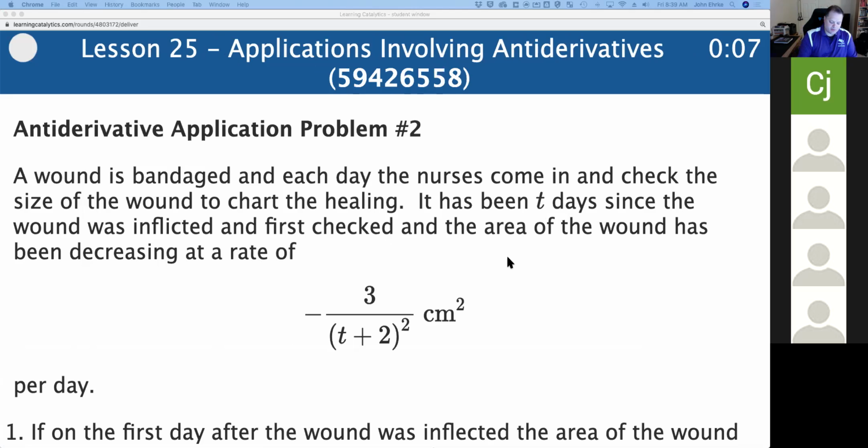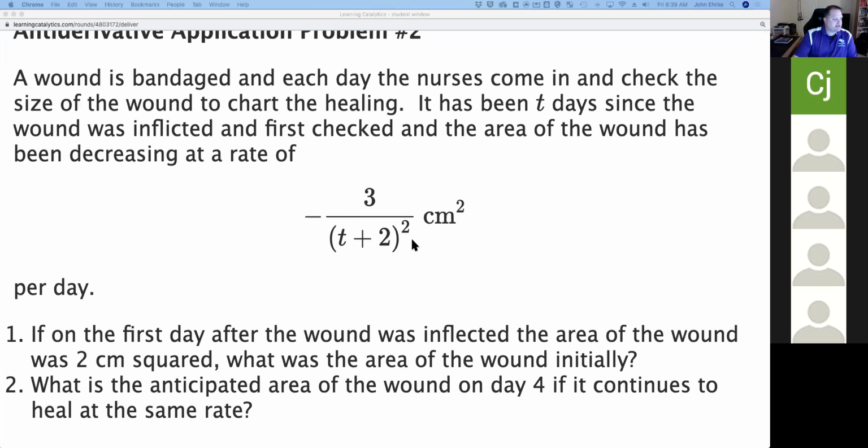So here in this example, suppose you come in and this is something that actually happens, right? Suppose you come in with, say, like a burn wound or something. And so you're in the hospital, they bandage it, and they usually record the size of the wound because they want to track how quickly it's healing. So suppose it's been T days since the wound was inflicted and first checked, and the area of the wound is decreasing at the following rate. So this is the rate per day that the area of the wound is decreasing.